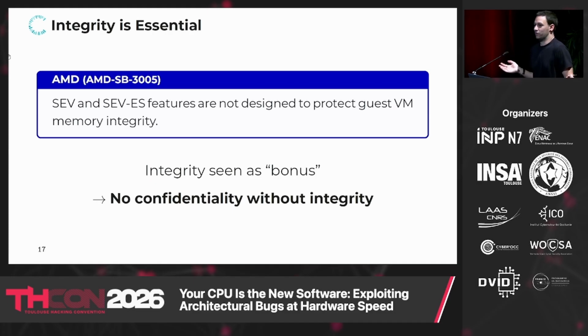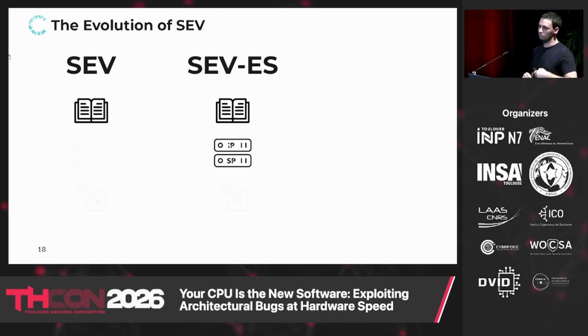But if you've exploited things, you know if you can modify stuff, then also confidentiality will be gone because, as I said, if you inject code, you can also read data. So we can't have that. We can't have confidentiality without integrity, and that also took a while at AMD to realize.